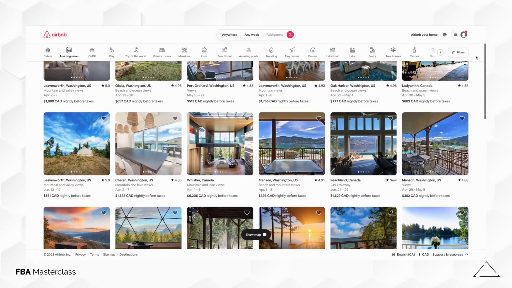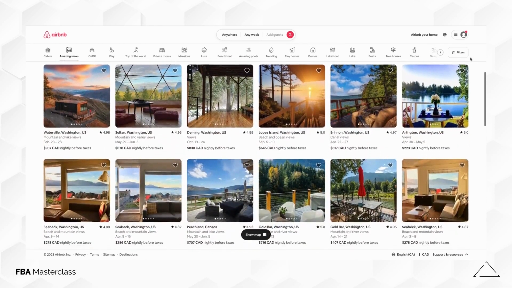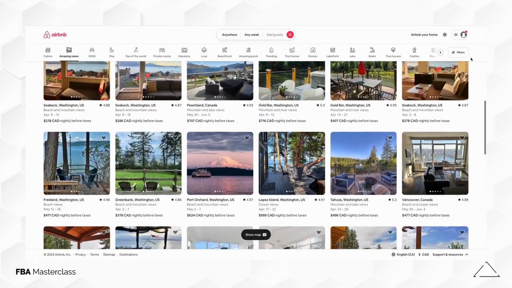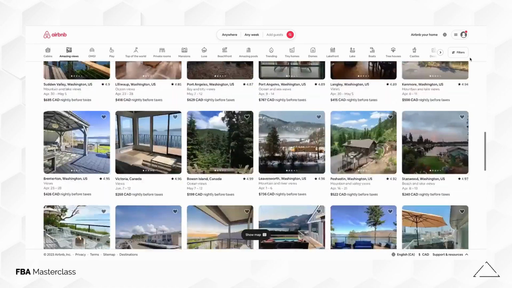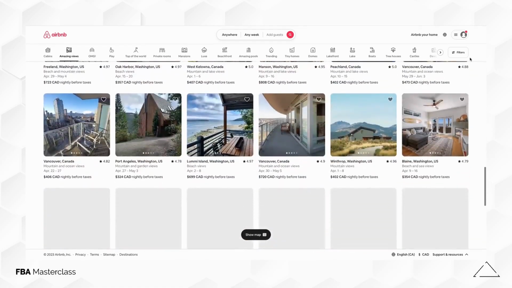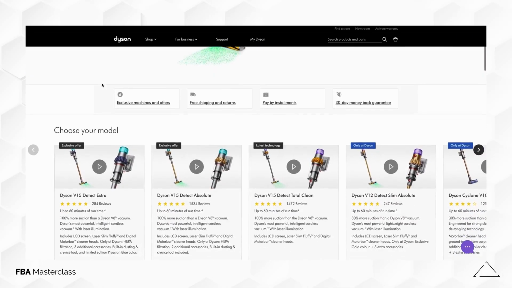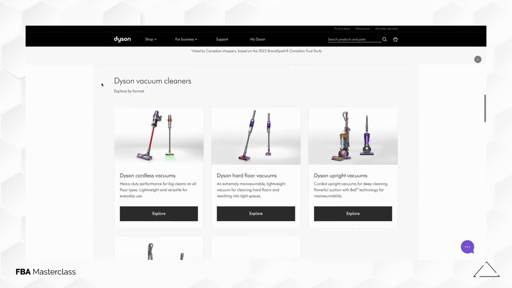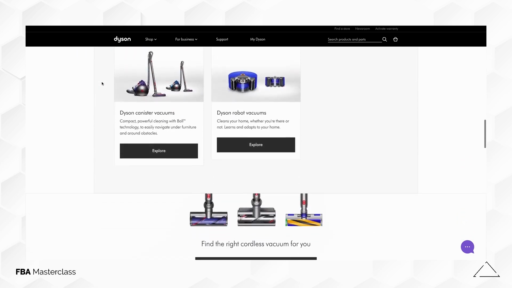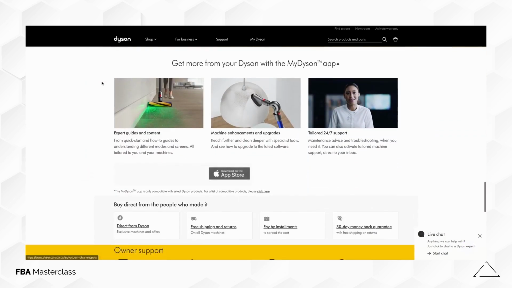Airbnb, the founders Brian Chesky and Joe started Airbnb after they struggled to find affordable accommodation during a design conference in San Francisco. They decided to create a website where people would rent out their spare bedrooms to travelers. Dyson, the founder James Dyson created Dyson after he became frustrated with the performance of his vacuum cleaner. He set out to create a more efficient, more effective vacuum cleaner, which eventually led to the creation of Dyson, a very popular vacuum cleaner brand.